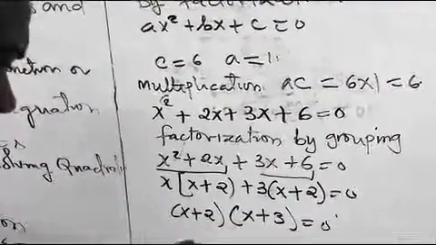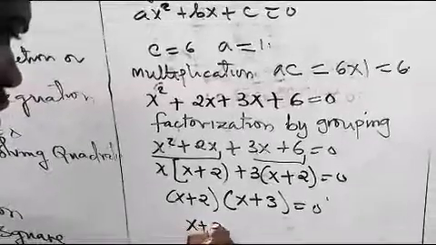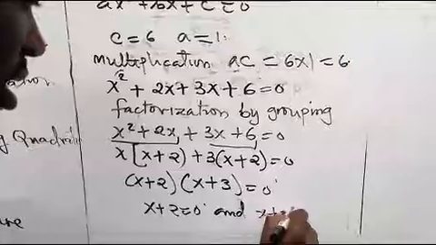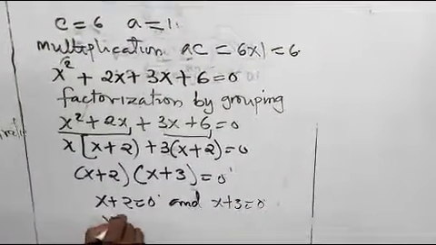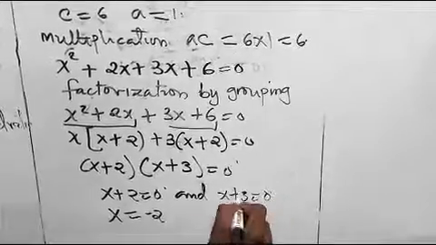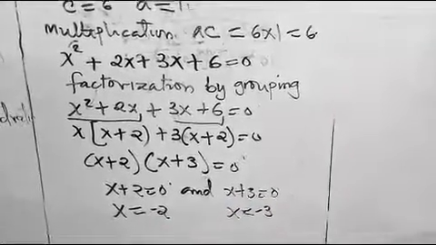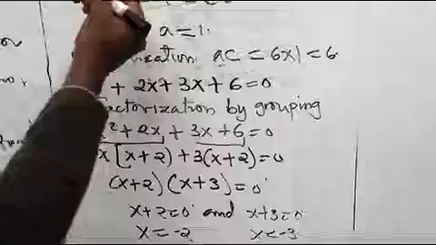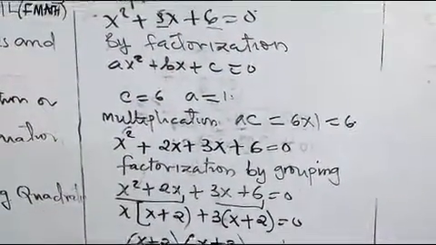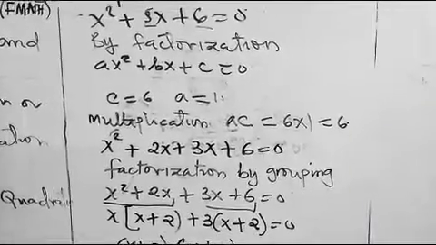Then equating our factors to 0, we have x plus 2 equals 0 and x plus 3 equals 0, which gives us x equals minus 2 and x equals minus 3. So these are the solutions for the equation x squared plus 5x plus 6 equals 0. This is how we solve a quadratic equation by factorization.